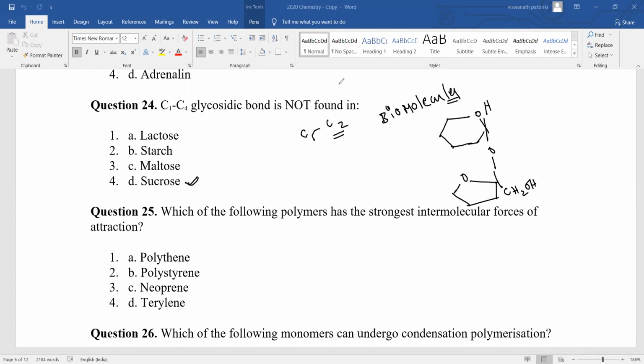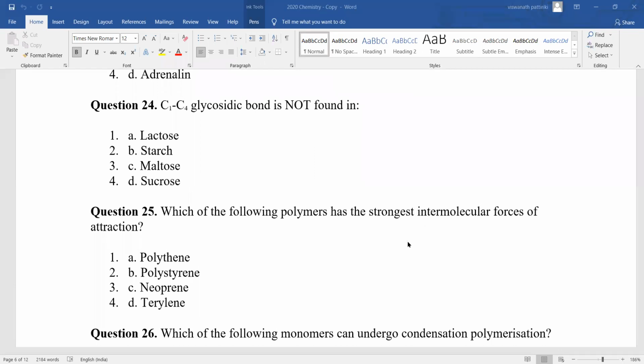And which of the following polymers has the strongest molecular forces of attraction? The strongest molecular force of attraction is in terylene. So terylene is the one having the strongest molecular force of attraction. Okay.